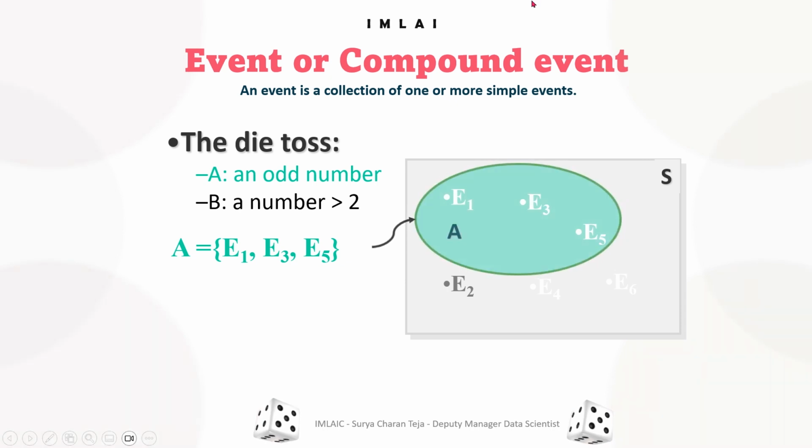Now, an event which consists of E1, E3, E5 is known as event A. And the other way we call it is an odd number. You know, rolling a die and getting an odd number is your event. And what all simple events it consists of: E1 which is 1, E3 which is 3, E5 which is 5. That's it. This is what we call a compound event.